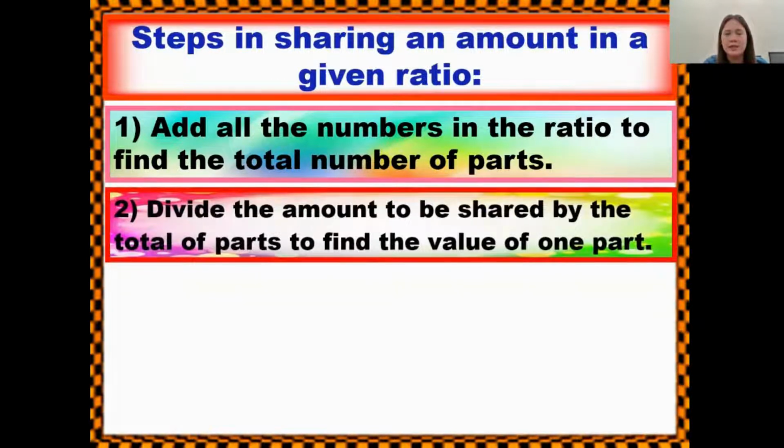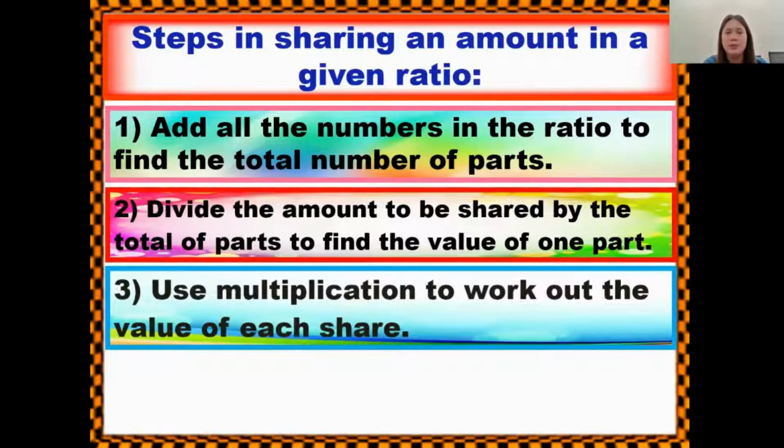Second step, after getting the total number of parts, we will divide the amount to be shared by the total number of parts, which is from step number 1, to find the value of 1 part. And step number 3, we will be using multiplication to work out the value of each share. That means once you have found the value of 1 part, we will be multiplying that value to each number in the ratio. So we will have the value of each share.